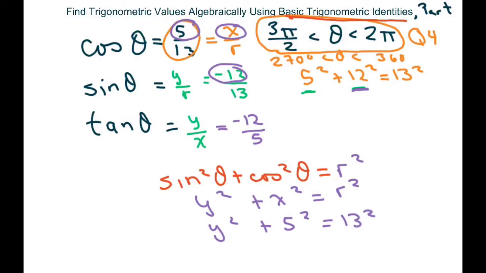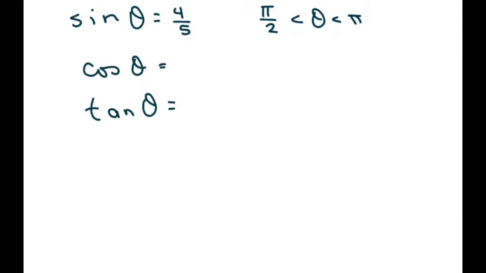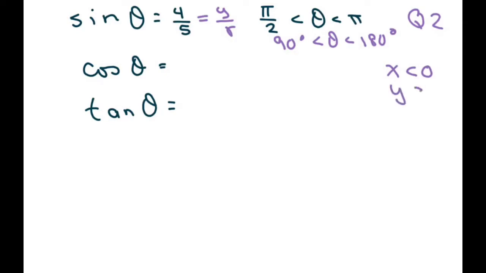Now the next one's similar. They give you sine. Sine is y over r. We're in between 90 and 180 degrees, pi over 2 and pi. That's quadrant 2. I know in quadrant 2 my x is negative. My x is negative. My y is positive. R is always positive.